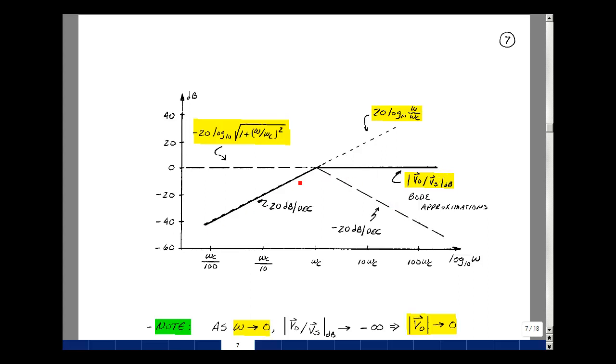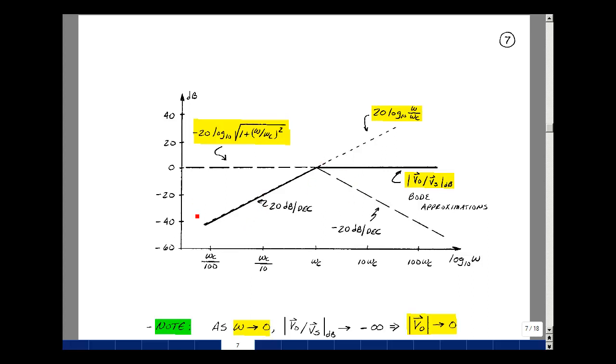Again, this is an approximation to the actual smooth curve. Didn't show the curve here, but it follows this asymptote and follows this asymptote. The worst error is about here, about 3 dB. Then you can approximate the magnitude at any given frequency by just reading off of this curve or just calculating where the slope is.